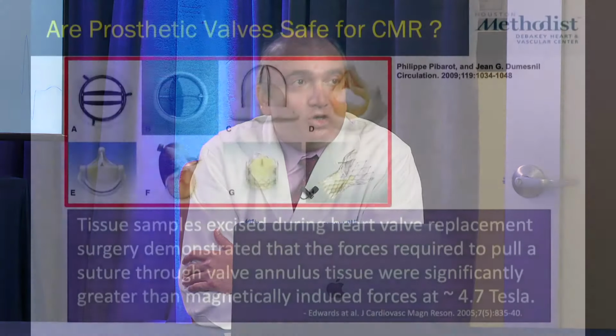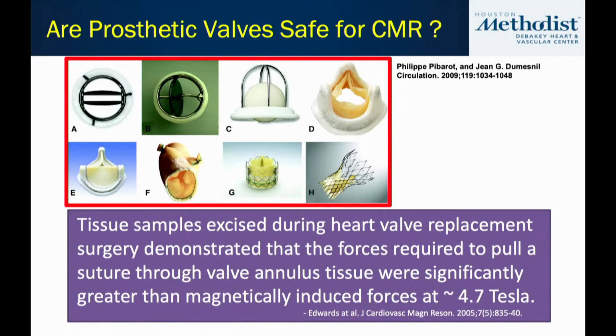But the reality is that most of the prosthetic valves, even the mechanical valves that we utilize today, have been tested and are not really of concern for migration up to 4.7 Tesla. So the reality is for most clinical scanners that we use today, the 1.5 and the 3 Tesla scanners, most, if not all, of the mechanical or bioprosthetic valves will be safe to image in an MRI scanner.